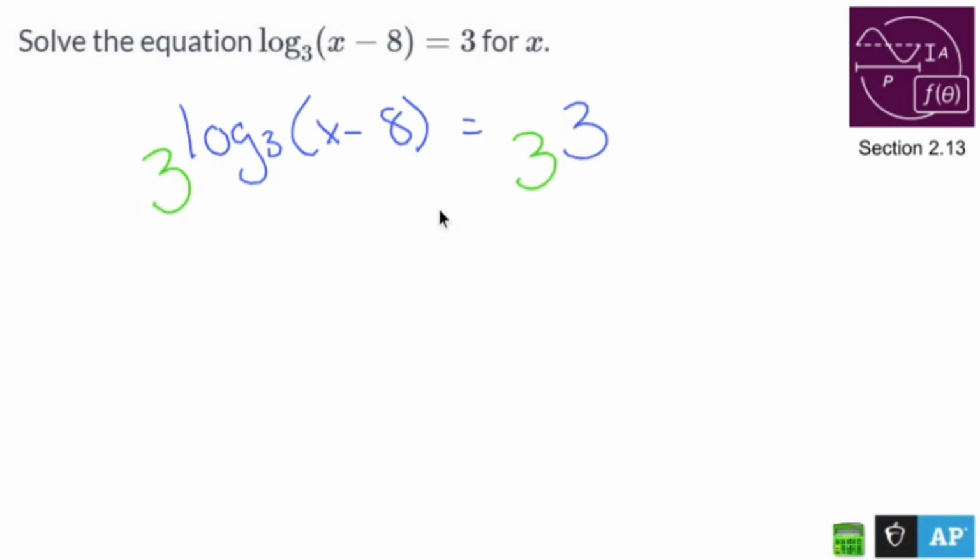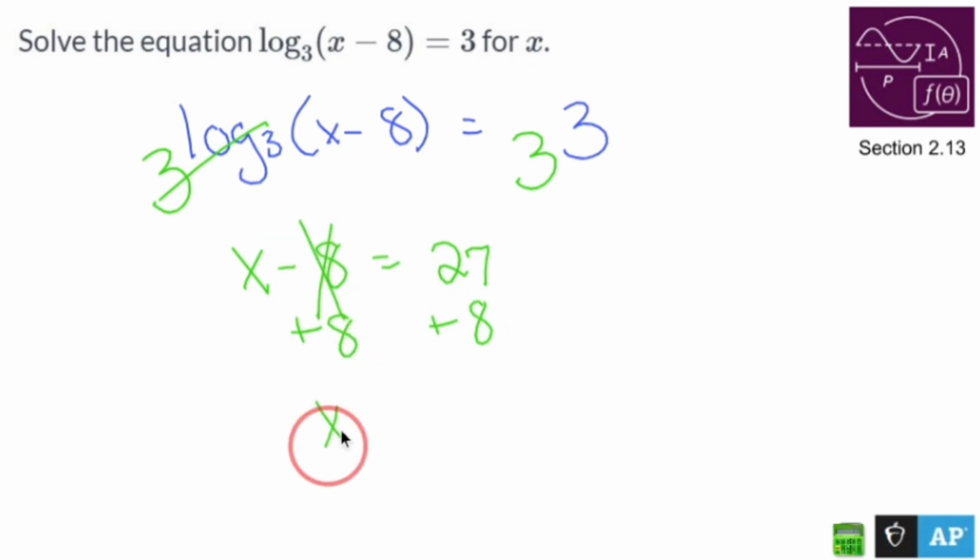By taking 3 to the of both sides. Now, I know that's bad grammar, but that's how I remember it. Take 3 to the of both sides, and that allows these guys to cancel out, and you could drop down an x minus 8. 3 to the third is 27. Add 8 to both sides. X is going to equal 35.